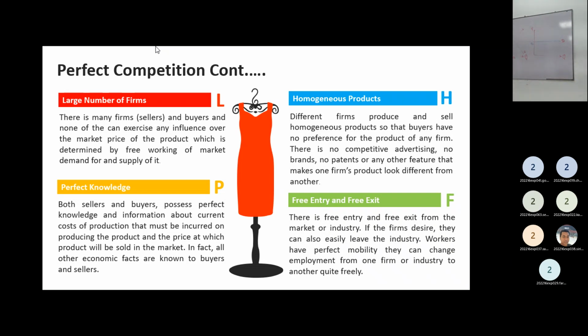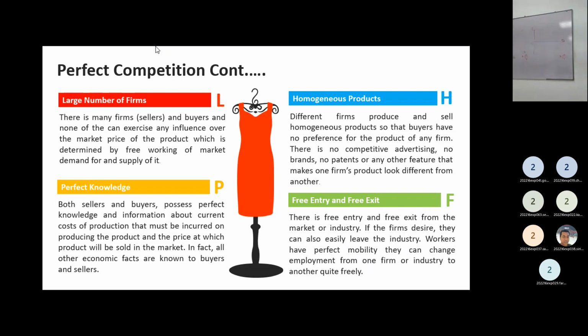Then the final one is free entry and free exit. As I told you earlier, you have decided to put up an egg store. After 12 o'clock, you felt it is better to go and have a sleep. You can just close down your egg store and go and sleep. Very simple, right? You can enter into this type of market very easily, as well as exit very easily. So here it says there is free entry and free exit from the market or industry.